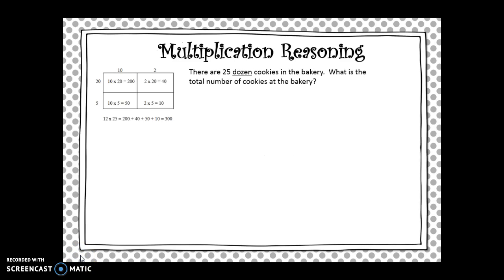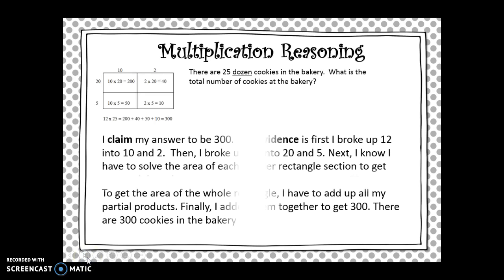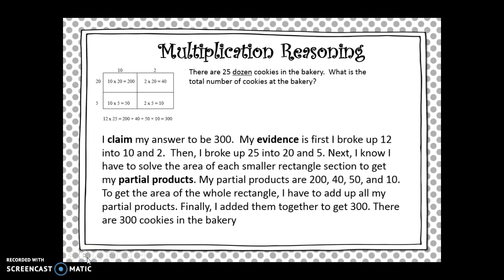So let's go back to our question. We know that there are 25 dozen cookies in the bakery. What is the total number of cookies at the bakery? If we look at all of our math again, we'll see that we have 300 cookies. Now we have to write an explanation in words. Here is my written explanation. I claim my answer to be 300.